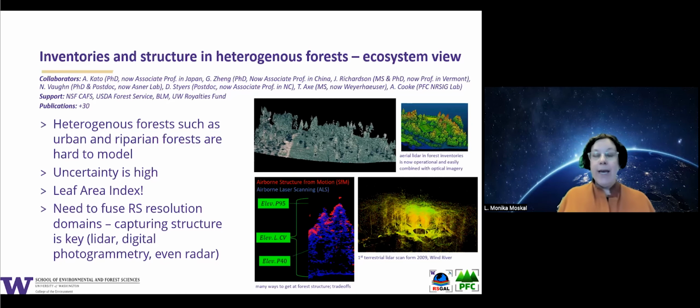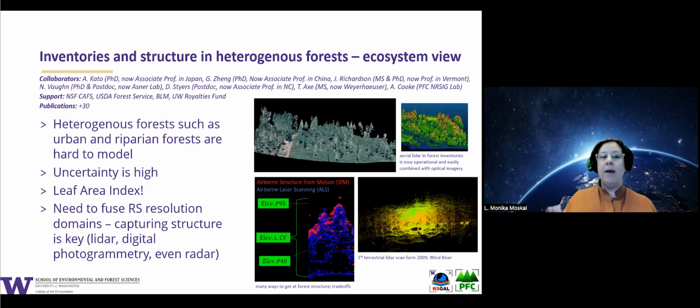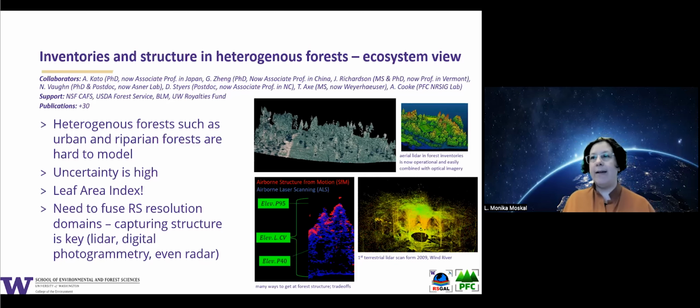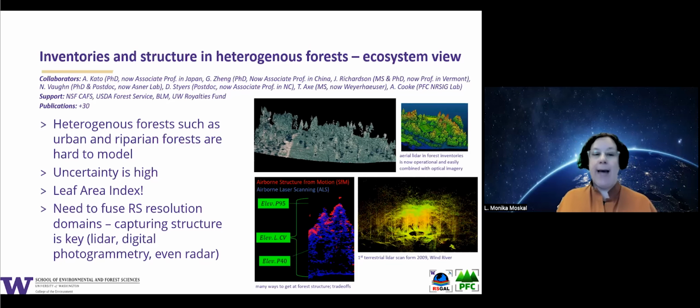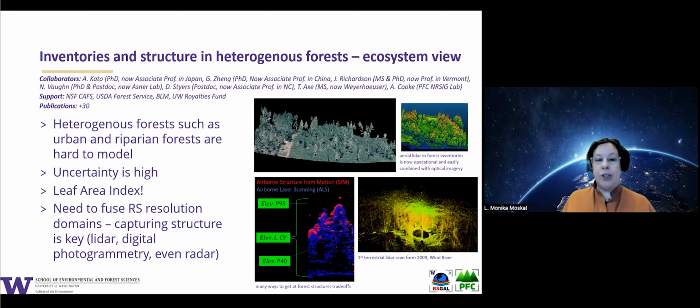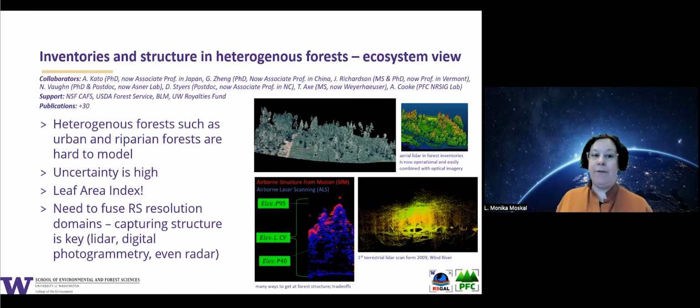So we've been looking at forest inventories and really trying to focus in on areas of high uncertainty, areas of dense forest, areas of topography that can be very, very challenging. One of the tools that we use is leaf area index.